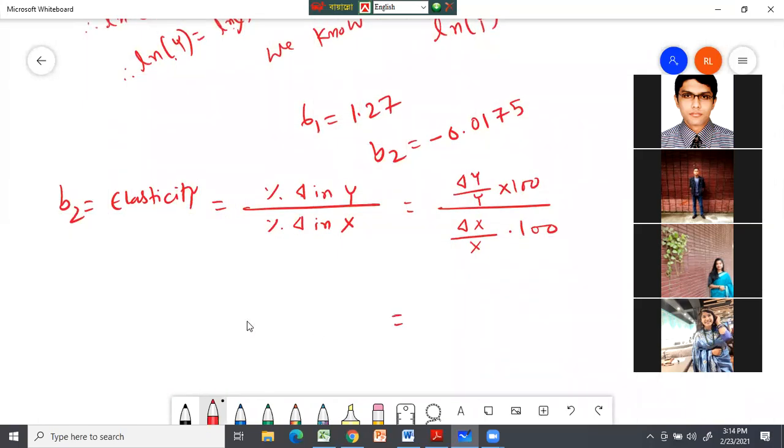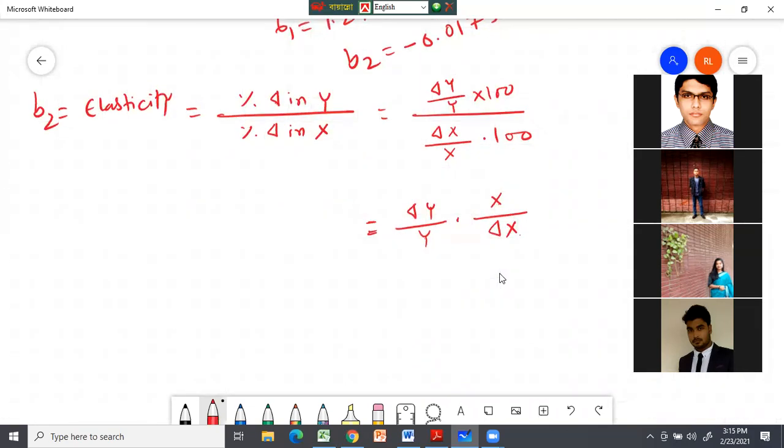And here, what you have to do is, you know that 100 and 100 get crossed out in the numerator and denominator portion. So what you will have left here is change in y divided by y into x divided by change in x, because these are in the division form. When we take them in multiplication form, that would be the reciprocal or opposite. Okay. And after that, what you have is change in y divided by change in x, times x divided by y.